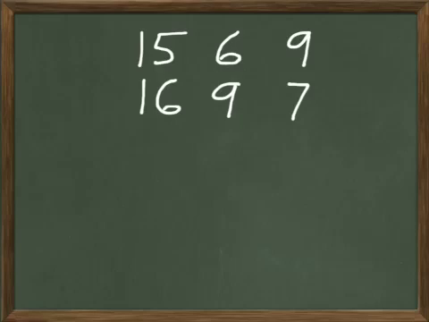A man had 17 horses, and he sold 8 of them. How many horses did he have left? So he's got 17 horses, and he sells 8 of them. Okay, how many horses does he still have? 8 from 17 are, you guessed it, 9 horses.